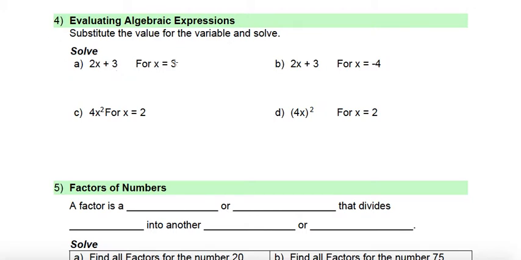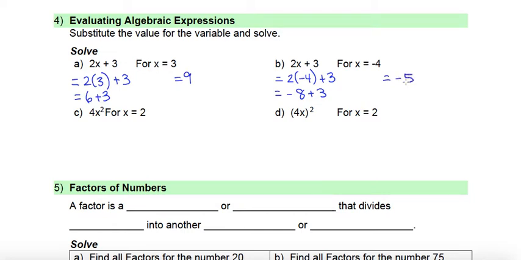So we are going to substitute in the value of 3 in for any place that we see an x in this first example. So we have 2 times 3, or 2 times x, and then plus 3. And 2 times 3 is 6, plus 3. So that equals 9. So that's just as simple as it gets. And then we're going to keep going through a couple more examples. This time we're going to place -4 in for our x. So we have 2 times -4 plus 3. 2 times -4 is -8, and negative 8 plus 3 is negative 5.